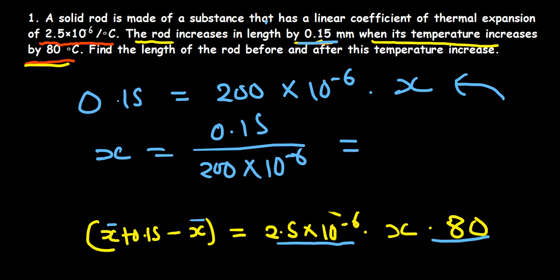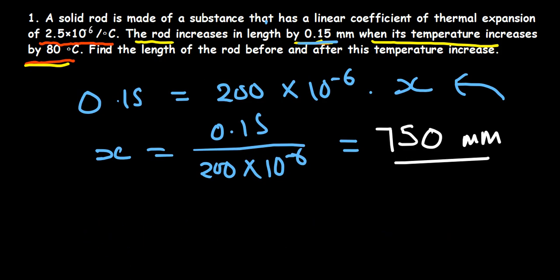Okay, so that is what we have there. So when I divide that, I'm getting my answer to be 750 millimeters. So this here will be my original length. I'm going to write original length, which is Li, will just be equals to 750 millimeters.